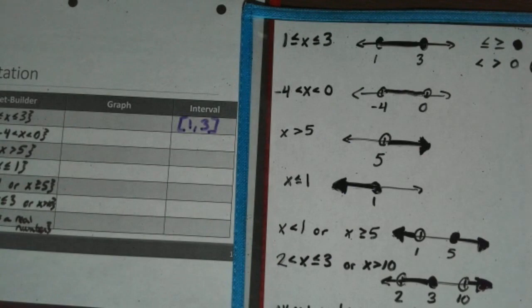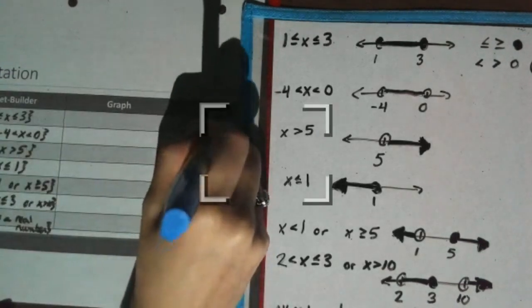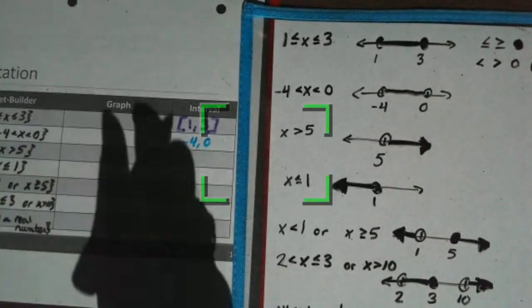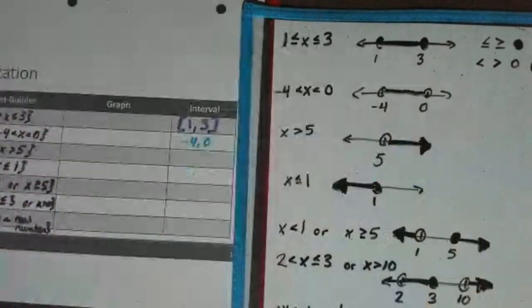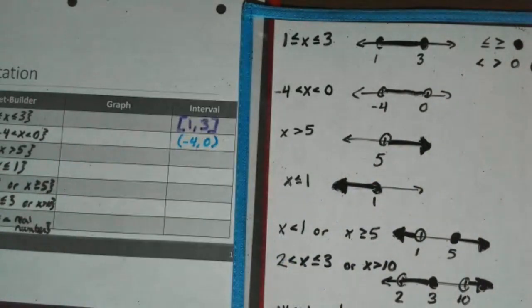Next up, we had -4 to 0. So our endpoints are -4 and 0. This time we had open circles on both sides. Open circles mean we need to use parentheses.